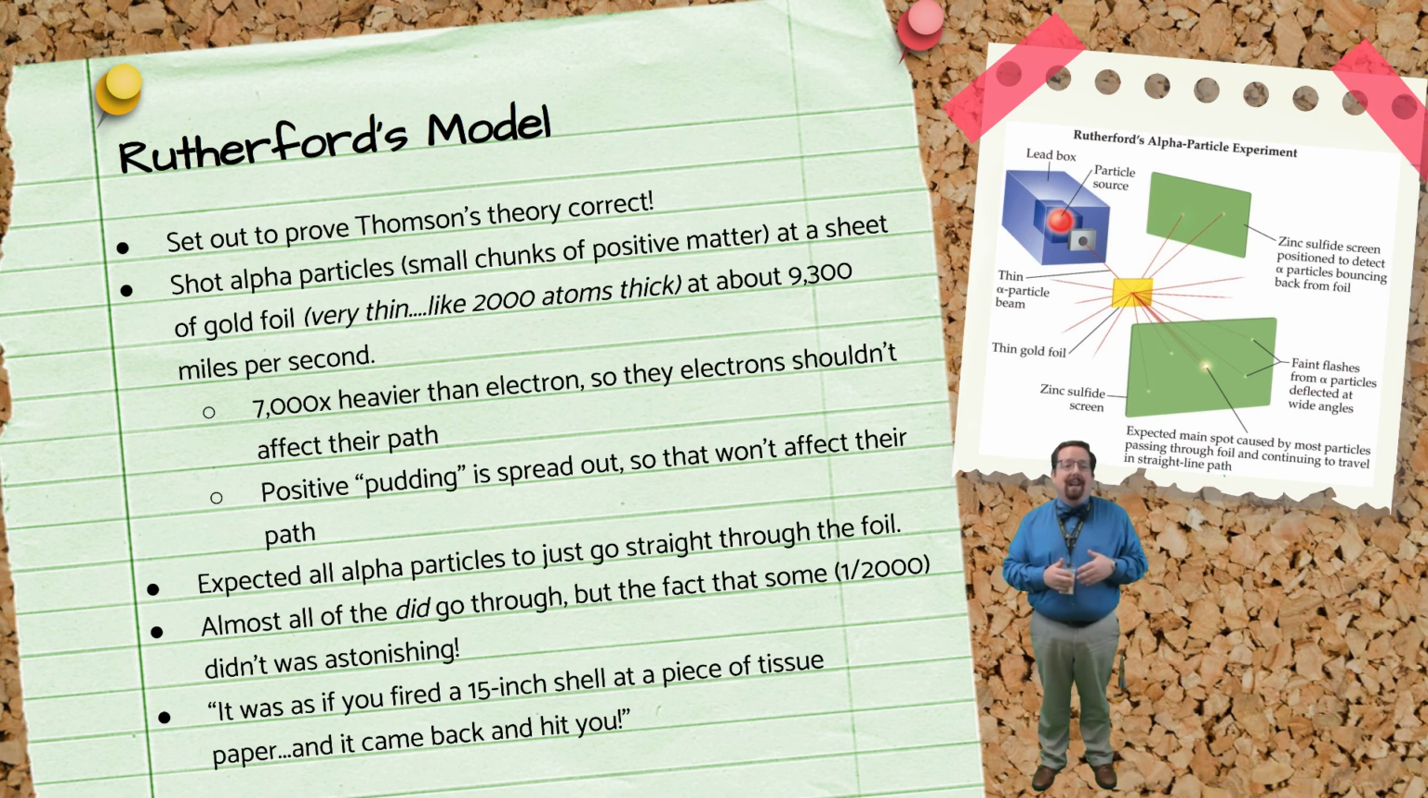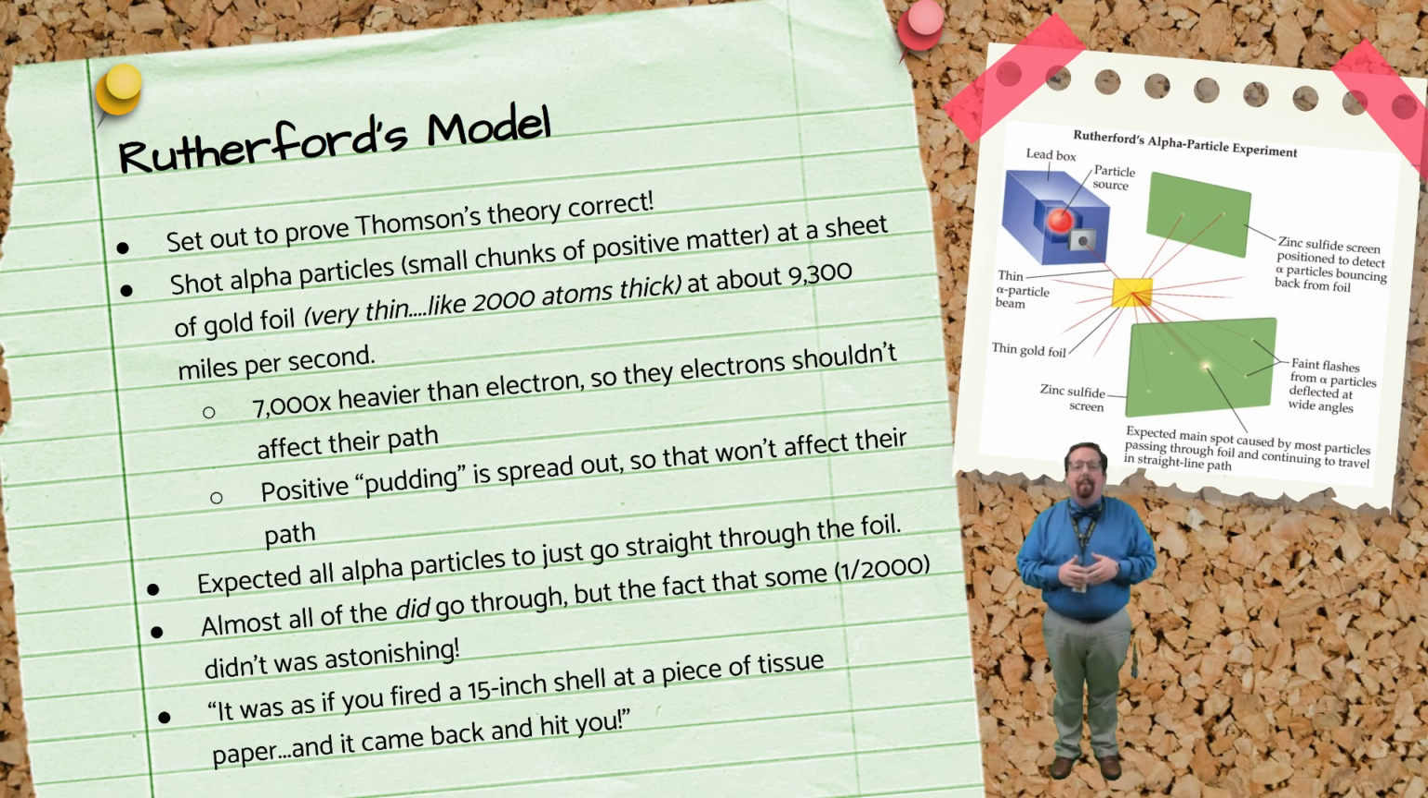Rutherford hypothesized that the path of the alpha particles would not be affected by the electrons or the positive cloud around the atoms. Electrons are about 7,000 times lighter than an alpha particle, so that would be like a mosquito getting hit with a freight train. The freight train has no idea the mosquito was even there. Even though the alpha particles were positively charged and like charges repel each other, Rutherford hypothesized that the positive cloud was spread out so thinly that it wouldn't be able to repel the fast-moving particles.